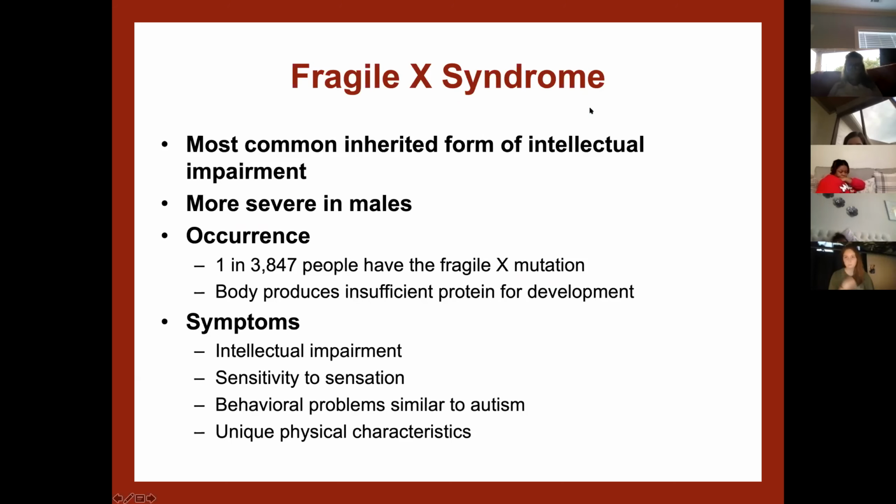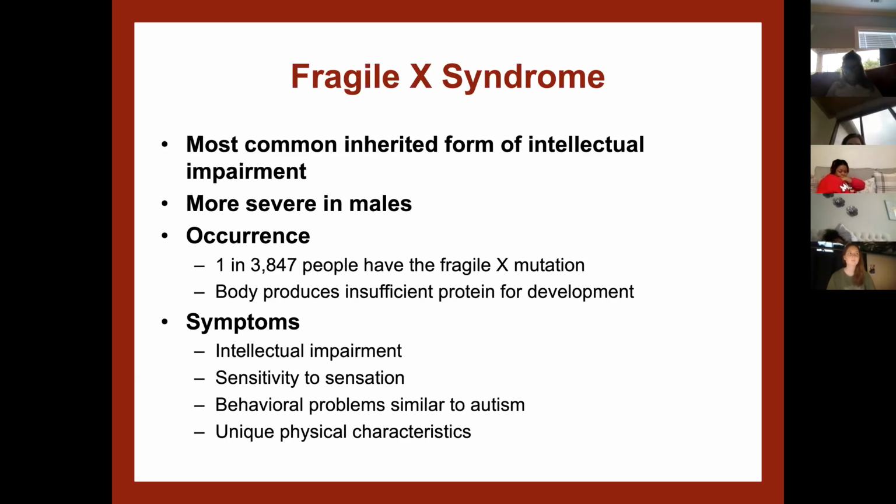Fragile X, we'll talk about it. It's the most common inherited form of intellectual impairment. That's important, that it's inherited and the most common one of those. So make a note of that. It's more severe in males. That's also something to note. So one in 3,847 people have the Fragile X mutation.